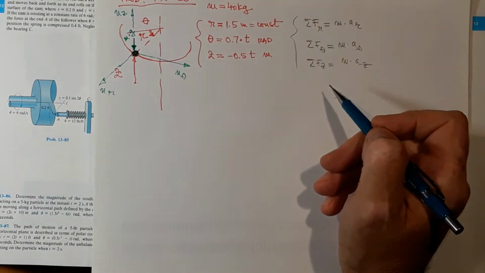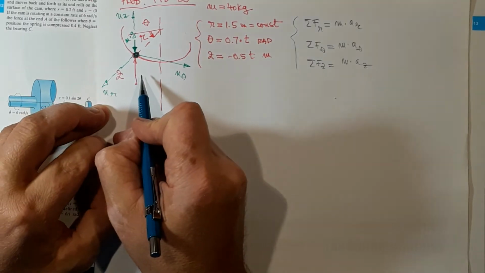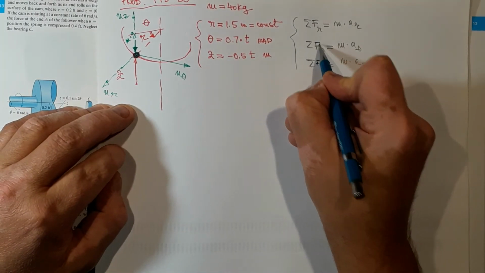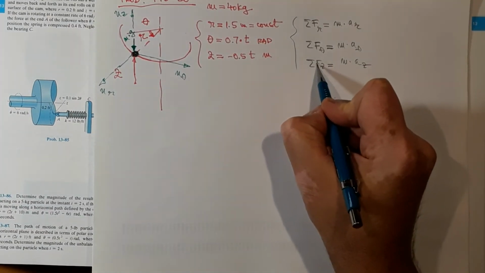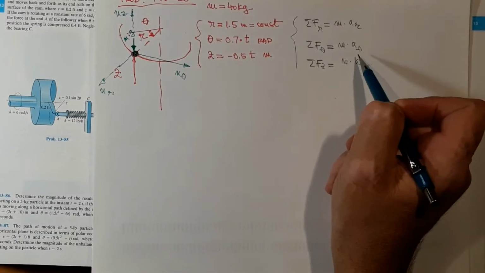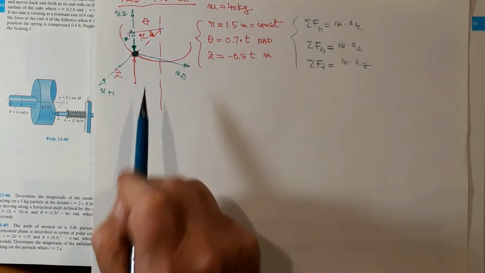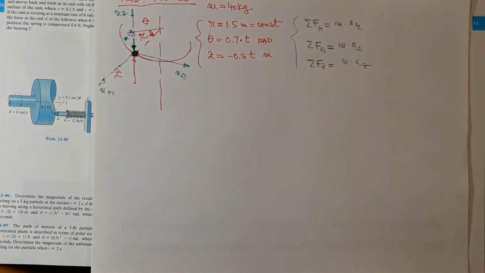The reaction from the slide in the vertical direction is going to be... so for radial and transverse directions, it's just the reactions from the guide, and then in the z direction there's reaction from the guide, which is up in this direction, and then we have the weight of the boy opposing it.